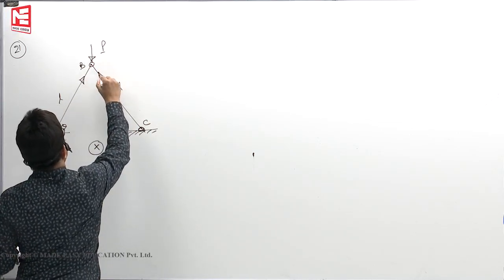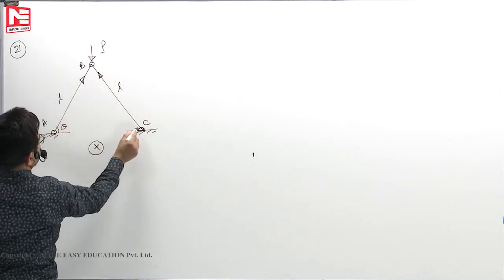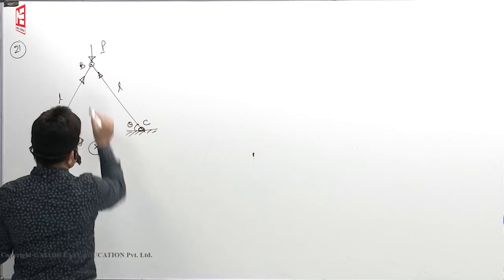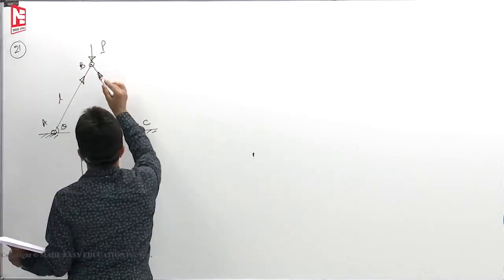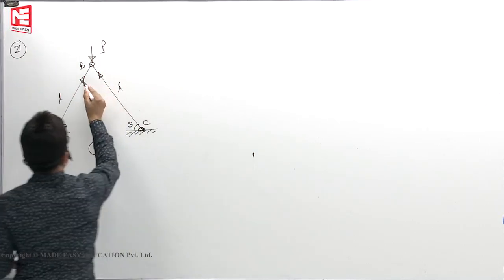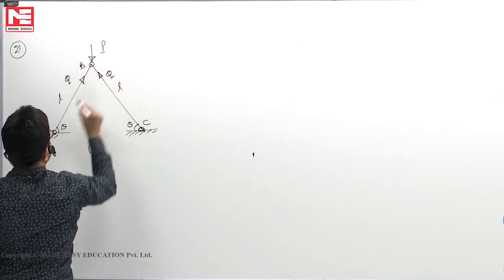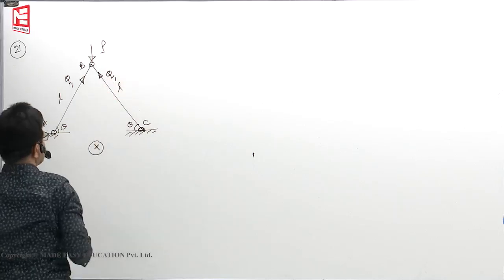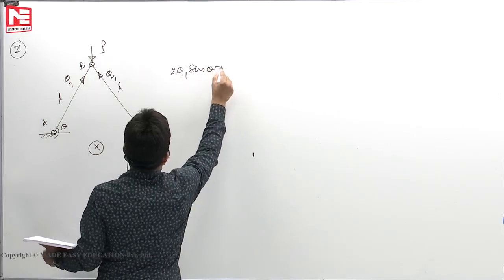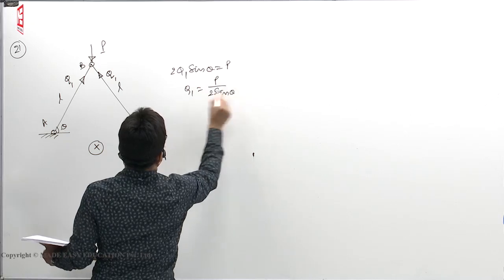Both of them are under compression. What equal force must be there? This is FAB sin theta plus FAB sin theta. Both forces will have to be equal because of the symmetry in the y direction. Both have to be compression. In the X direction they will balance. So this force, you can call it some Q, this also must be Q. Let us call it Q1. 2Q1 sin theta must be equal to P. So Q1 is P by 2 sin theta.